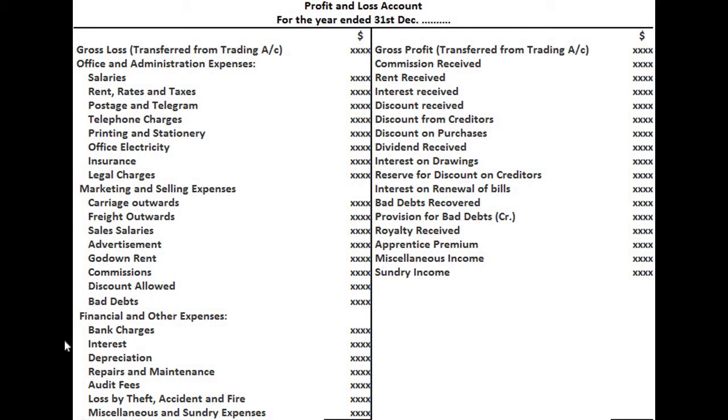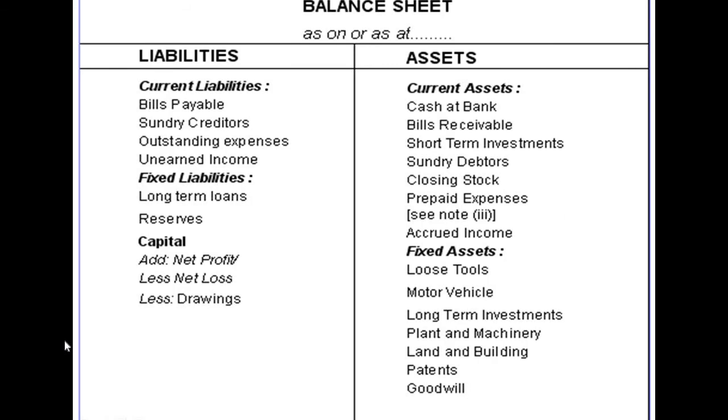Next we are going to see the balance sheet format. A balance sheet is prepared with a view to measure the correct financial position of a business enterprise on a certain fixed date, and then it is called a balance sheet. This is the format of the balance sheet.